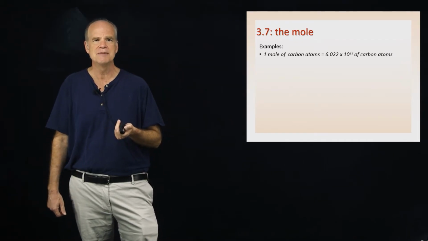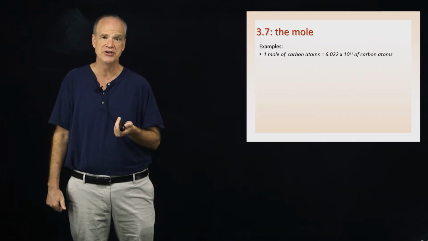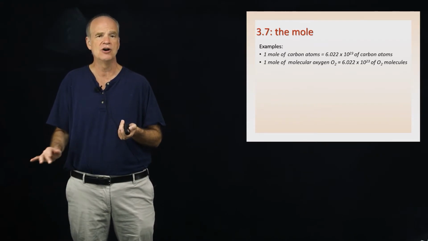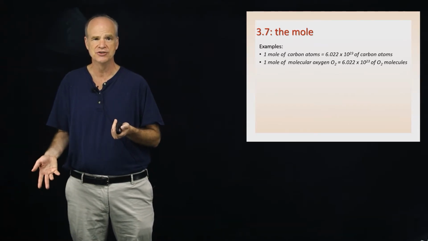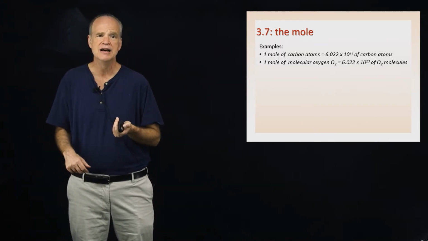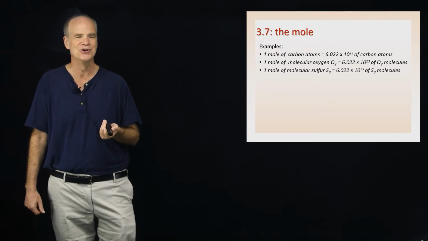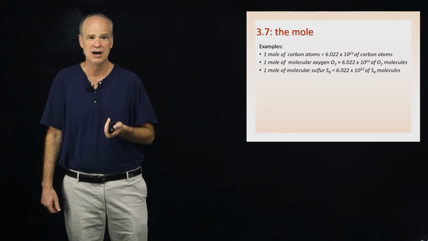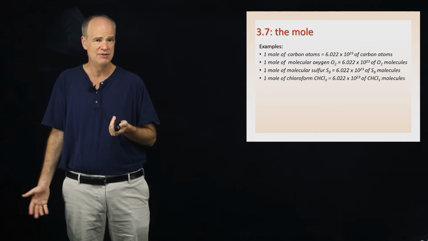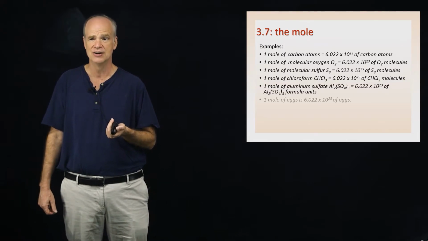Okay, so let me give you some examples of moles. First in chemistry. 1 mole of carbon atoms is going to be 6.022 times 10 to the 23 carbon atoms. Pretty simple. And then if you have 1 mole of molecular oxygen, you can call it diatomic oxygen, this is oxygen in the air, 1 mole of that is that same number, 6.022 times 10 to the 23 molecules. And sulfur particles are 8 atoms stuck together. So 1 mole of sulfur molecules is 6.022 times 10 to the 23 molecules. And then other molecules like chloroform or aluminum sulfate, moles of those is that number again.